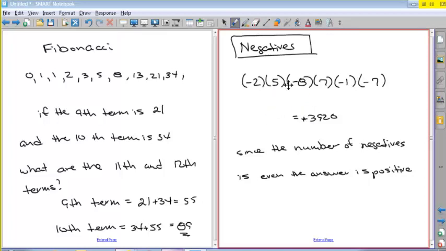So I put positive, or I just leave it the same because it's already positive. So, instead of having to do negative 2 times 5 times negative 8 times all that kind of stuff, it's just much easier to do 2 times 5 times 8 times 7 times 1 times 7. Let me just check, make sure I did that right. 2 times 5 times 8 times 7 times 7, 3920. And then I go 1, 2, 3, 4, even, boom.